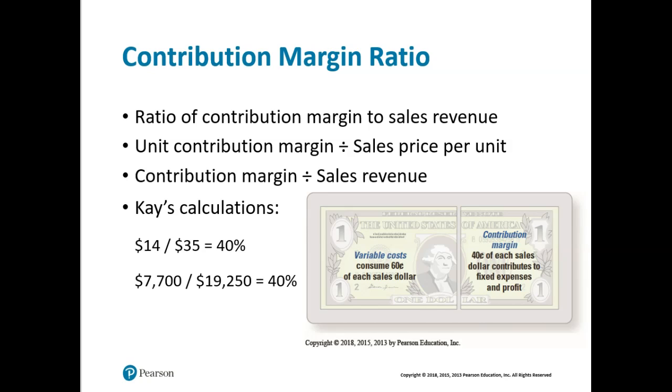And here is the ratio of the contribution margin to sales revenue. I can take my unit contribution margin and divide it by the selling price per unit and get the contribution margin ratio. Okay, I'm going to show you a different way to look at this.